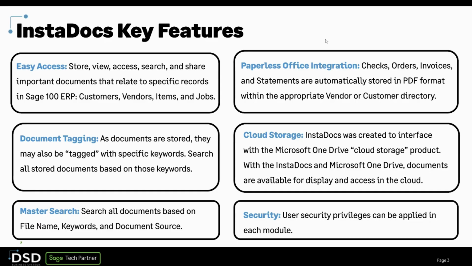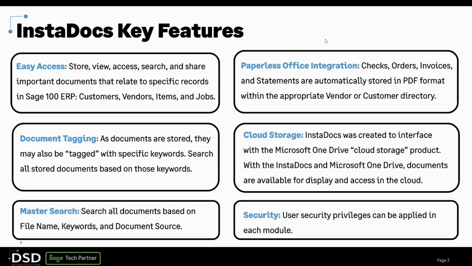Tagging is a way to tag documents with specific phrases or keywords that you can then search on later. For example, you can tag your document with the key phrase needs management approval, which then leads us to the third key feature, the master search. Once you have tagged documents, you can search for all documents with the key phrase needs management approval, and then access and review those documents. You can also search on the file name as well.